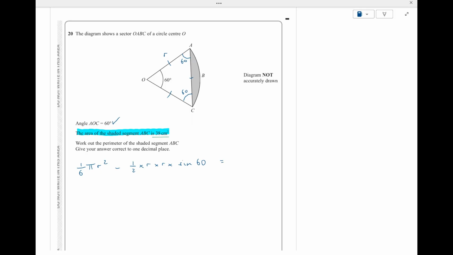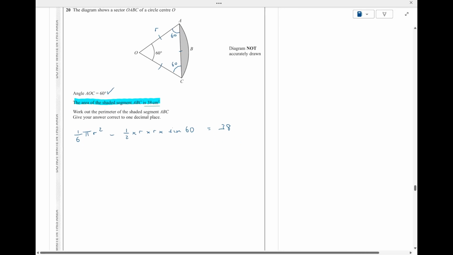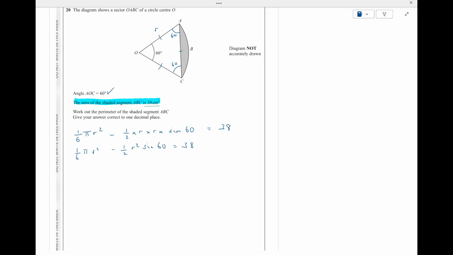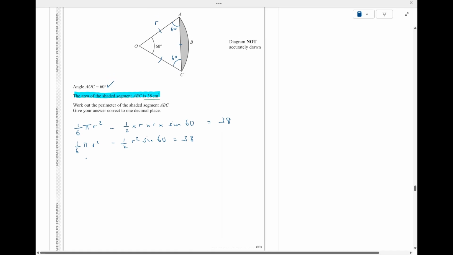So that, on the left there, is an expression for the area of the shaded segment, and I know that equals 38. And now I'm going to use this equation here, 1/6 pi r squared minus 1/2 r squared times sine 60 equals 38, to find r. So let's do that now. I'll multiply everything by 6. Gives me pi r squared minus 3r squared times sine 60 equals 6 times 38.